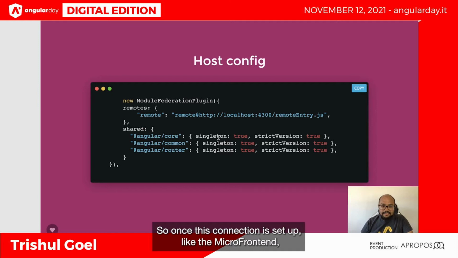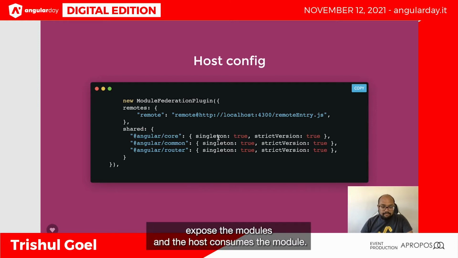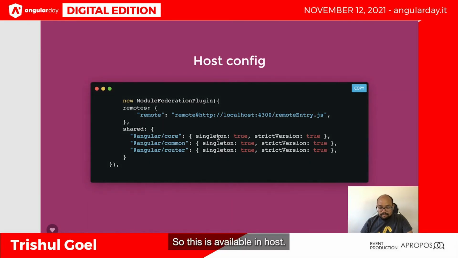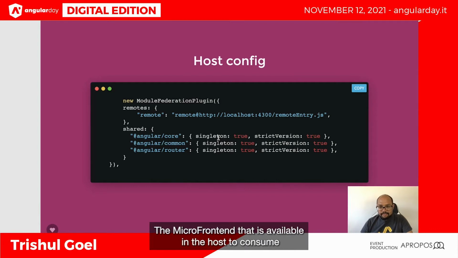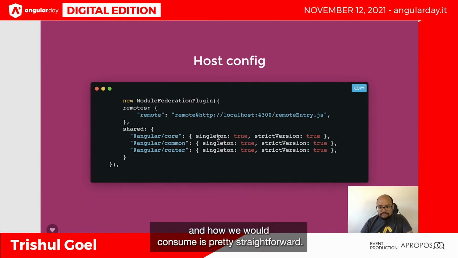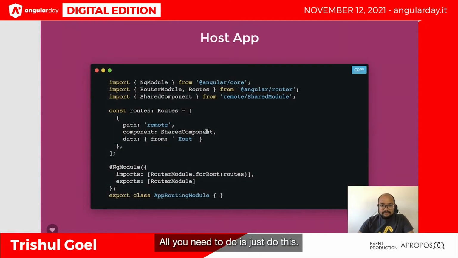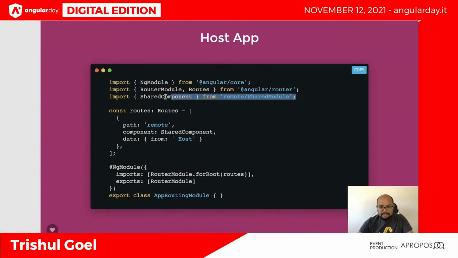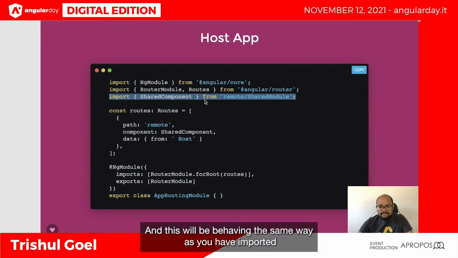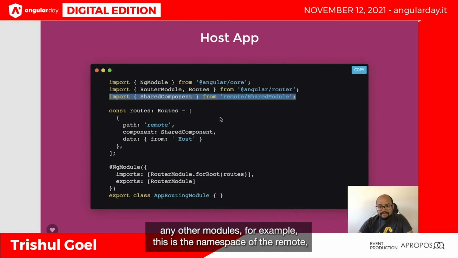So once this connection is set up, the microfrontend exposes the modules and the host consumes the module. So the microfrontend is available in the host to consume. And how we would consume is pretty straightforward. All you need to do is just do this. And this will behave the same way as if you had imported any other module.